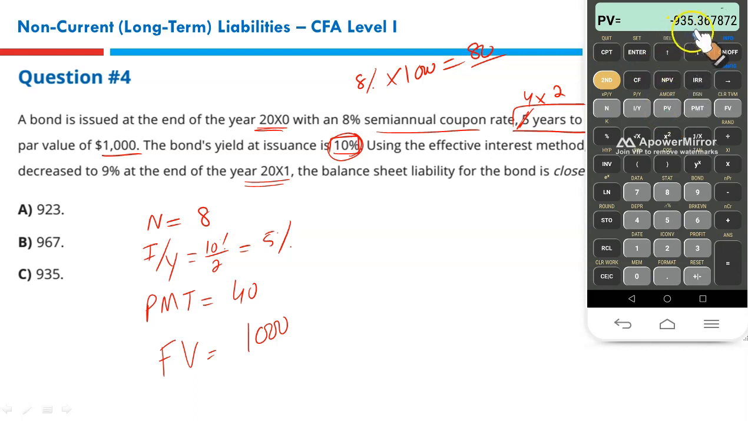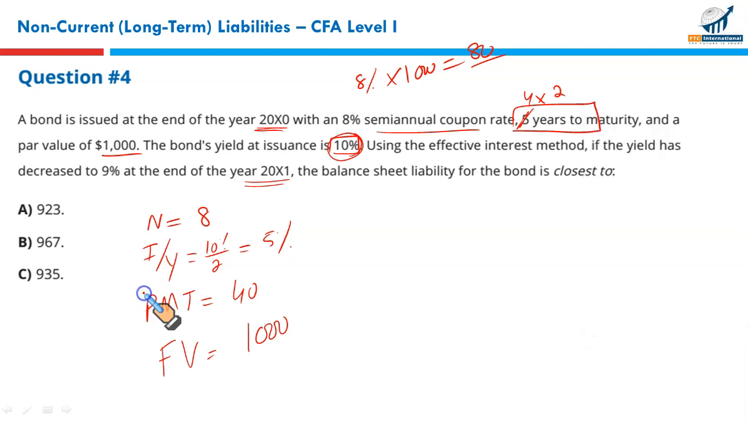It's negative 935.36. This is the present value of the bond, or the value you will show on your balance sheet. So remember, when your payment is positive and your future value is positive, your present value will be negative. When you use negative with PMT and negative with future value, your present value will be positive. So either you use plus plus and you get a negative, or you use negative for both, and then you get a positive present value. So the result is C, and C it should be.